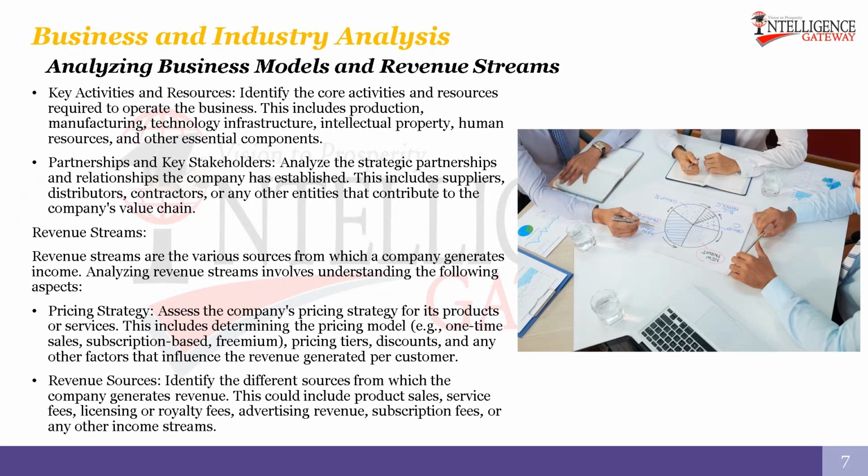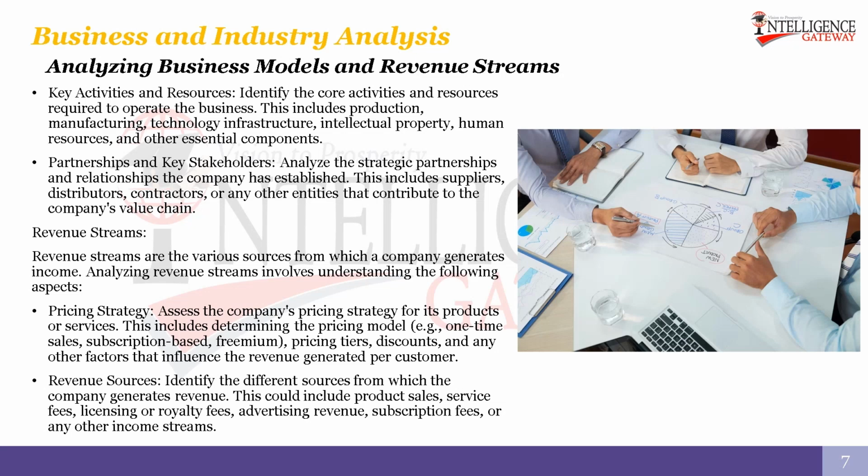Key activities and resources. Identify the core activities and resources required to operate the business. This includes production, manufacturing, technology infrastructure, intellectual property, human resources, and other essential components. Partnerships and key stakeholders. Analyze the strategic partnerships and relationships the company has established. This includes suppliers, distributors, contractors, or any other entities that contribute to the company's value chain.